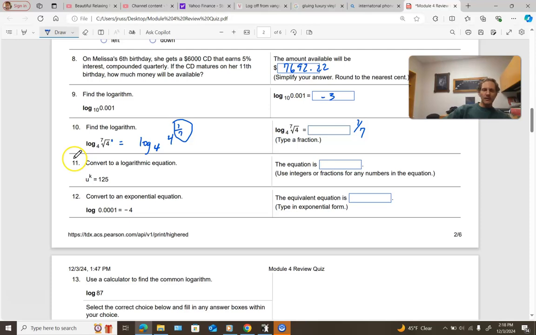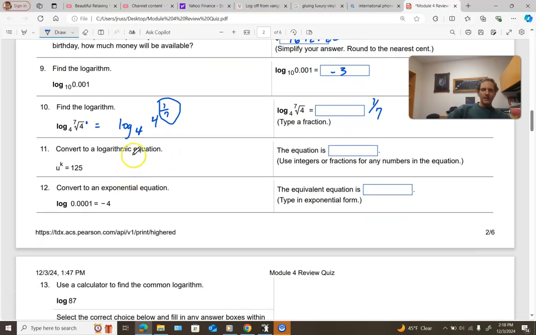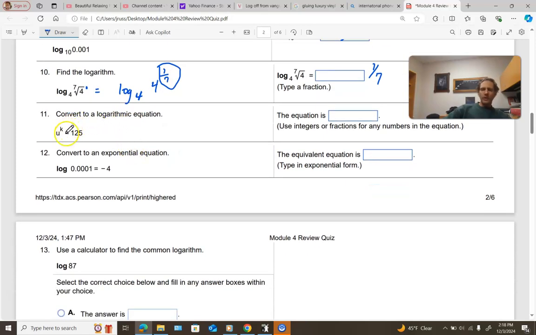All right, number 11, convert, let me zoom in a little bit, convert to a logarithmic equation. Okay, so what we do here is we leave the u in place. We just add a log to it. This becomes log base u, and then we swap the k and the 125. So 125 becomes the argument of the logarithm, and the k goes to the other side. So now this is a logarithmic equation.